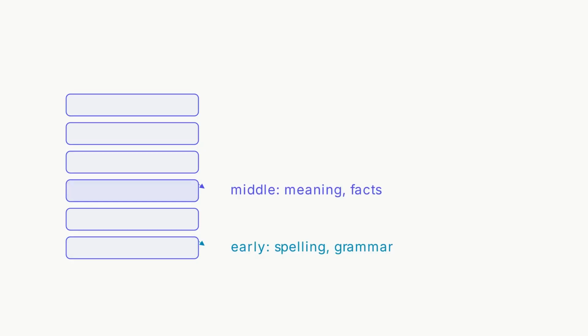The early layers tend to handle the simple stuff, spelling, grammar, which word attaches to which. The middle layers start assembling meaning and facts, and the deepest layers capture the truly abstract things, tone, intent, the gist of an argument.